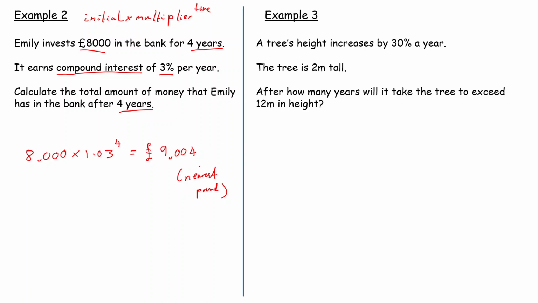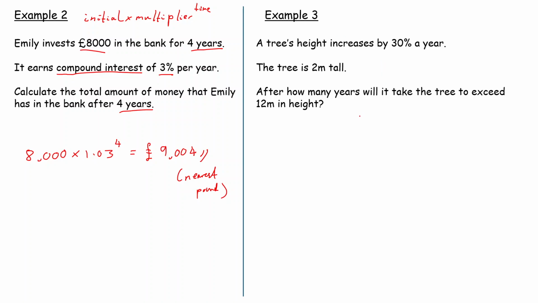She's earned £1,000 pretty much, roughly, and £4, after 4 years of literally doing nothing but having her money in a bank account. It's earned that much interest. Okay, so after 4 years, she's got £9,004 in her account. That is your answer. Okay, but we can see that's an increase of around £1,000, which is a lot for doing nothing with your money.